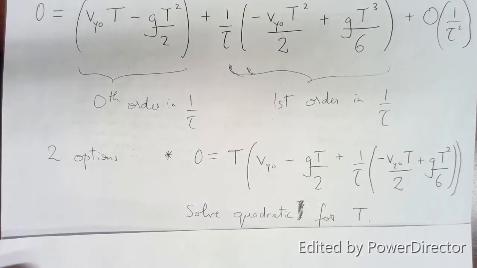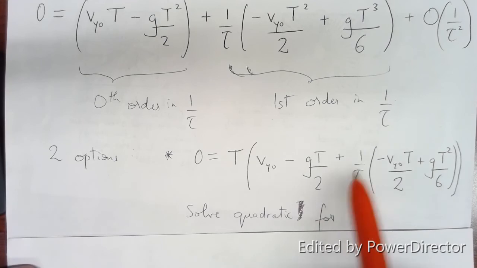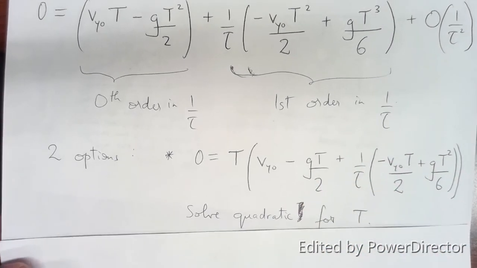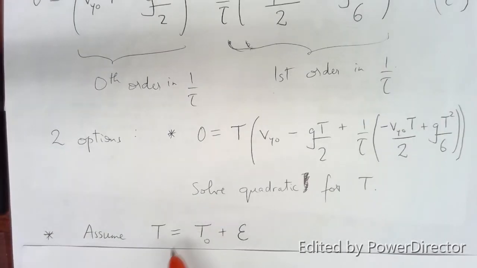So we can solve this quadratic for t. However, that is a little tedious and doesn't give much insight. So we shall look at another method. What we do is we say that since the effect of air resistance is small, the time of flight should change only a little bit from the vacuum result for the time of flight. So T0 here represents the time of flight when there is no air resistance, and epsilon here represents the small correction that is made due to the 1st order effect of air resistance.